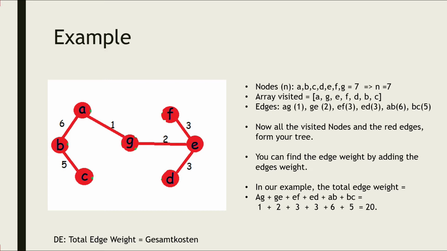You can find the total edge weight by adding the edges' weights. In our example, the total edge weight would be 1 plus 2 plus 3 plus 3 plus 6 plus 5, a total of 20.